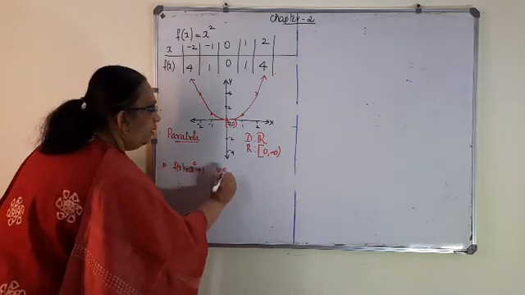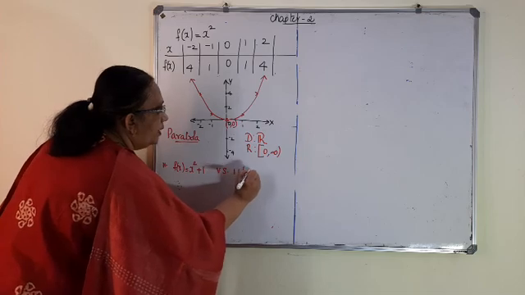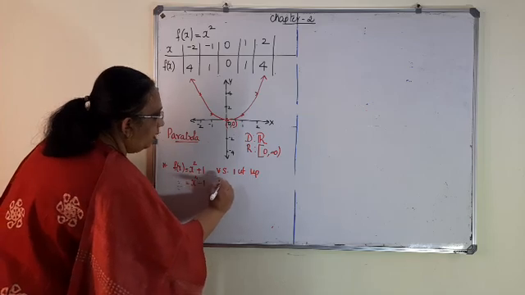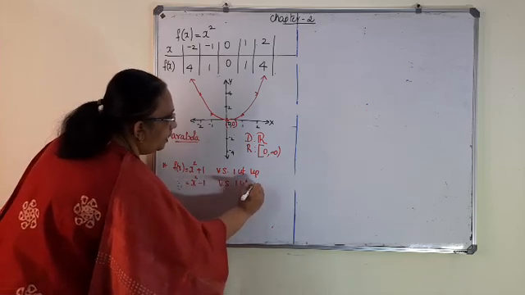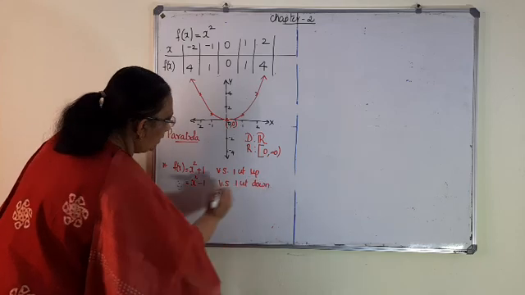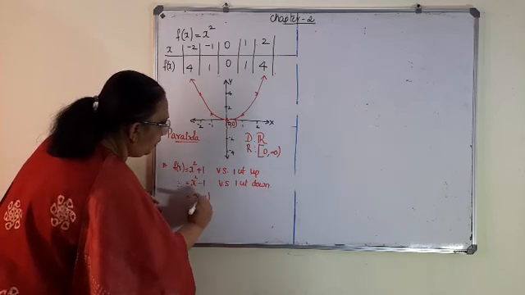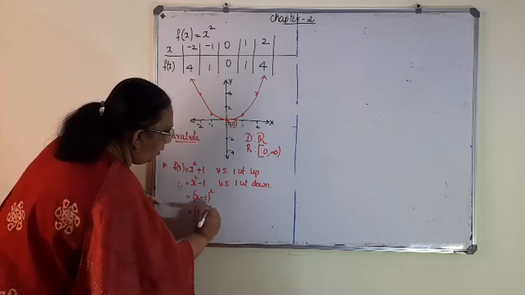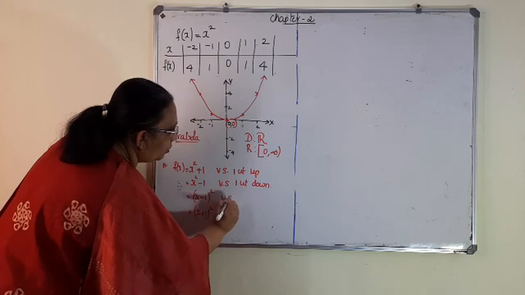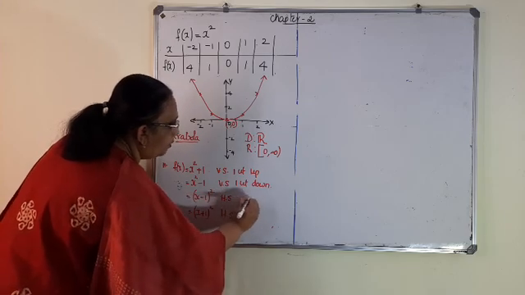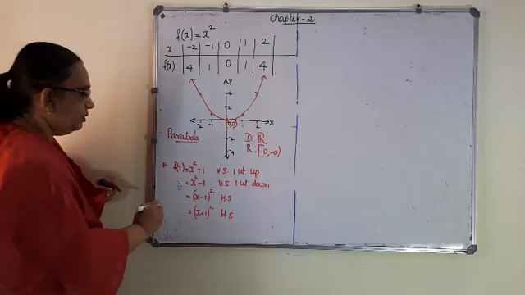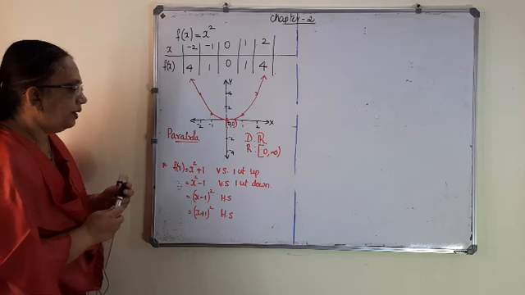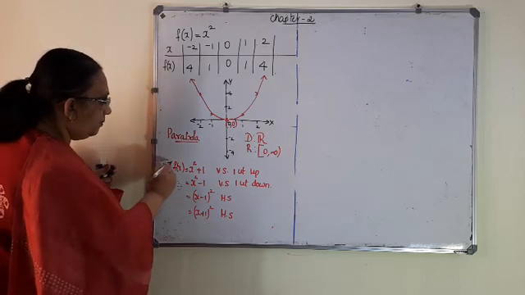Vertical shift 1 unit up. If it is x squared minus 1, it is a vertical shift of 1 unit down. If it is x minus 1 the whole squared, or x plus 1 the whole squared, here you can make out that it is a horizontal shift of 1 unit to the left or to the right.